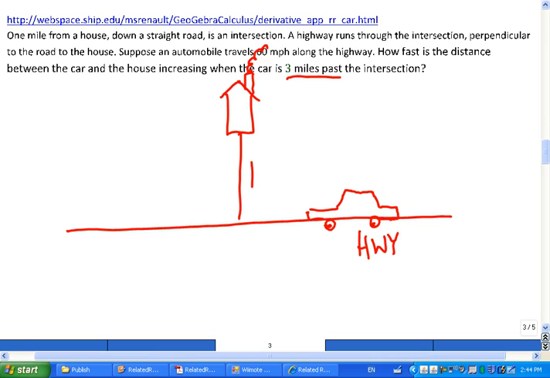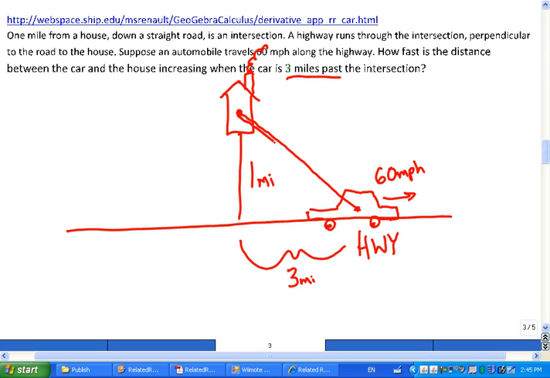So it says here, the car is 3 miles past the house. So let's say this distance is 3 miles, and the house is 1 mile. Here's the distance between the house and the car. What we'd want to know is, if this car is moving at a rate of 60 miles per hour, then how fast is this distance changing as the car goes by? It's still moving in that direction.